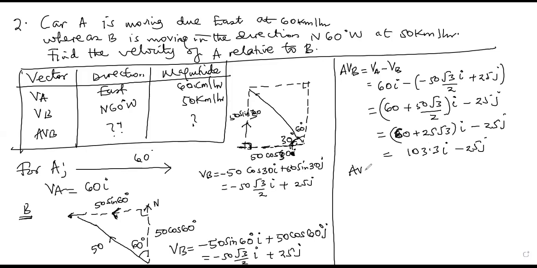So AVB would be equal to the square root of 103.3 squared plus negative 25 squared. And this is going to give me 106.3 kilometers per hour.